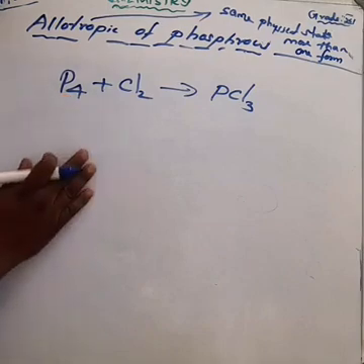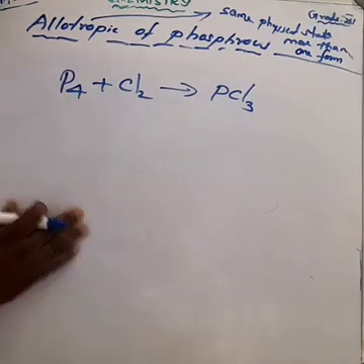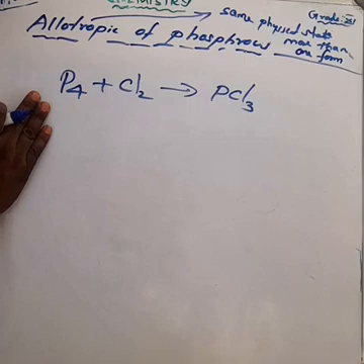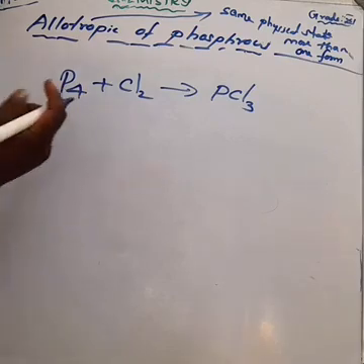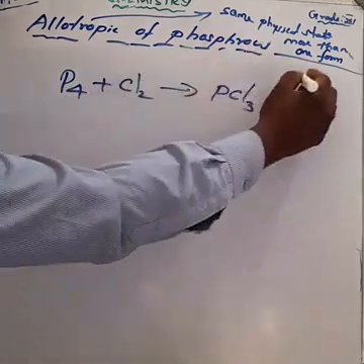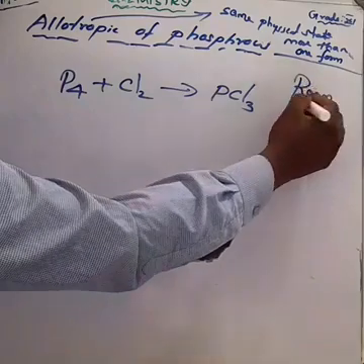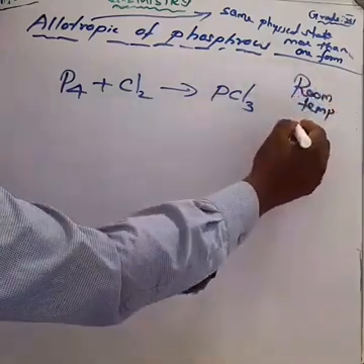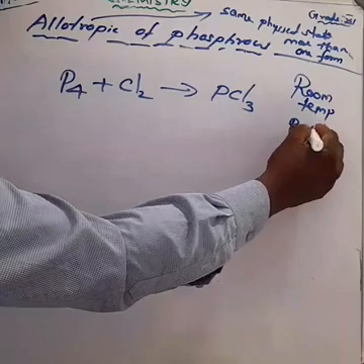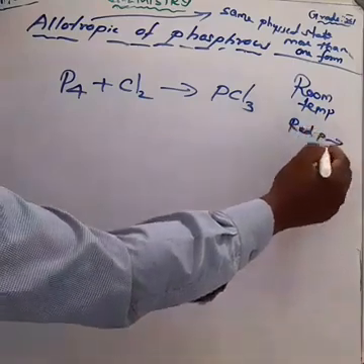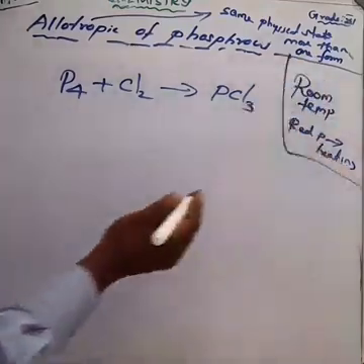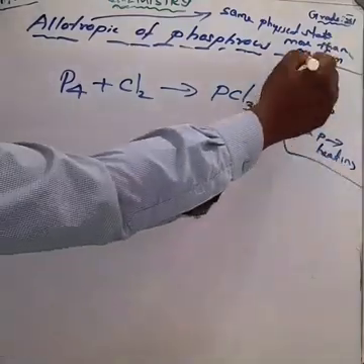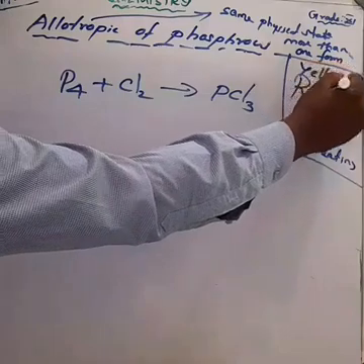Here I have one of the differences. What is the difference? What about the yellow phosphorus, and what about the red phosphorus? Yellow phosphorus reacts violently at room temperature, am I right? But red phosphorus reacts only on heating. Can you understand? Yellow phosphorus reacts at room temperature. Red phosphorus reacts only on heating. There is a small difference.